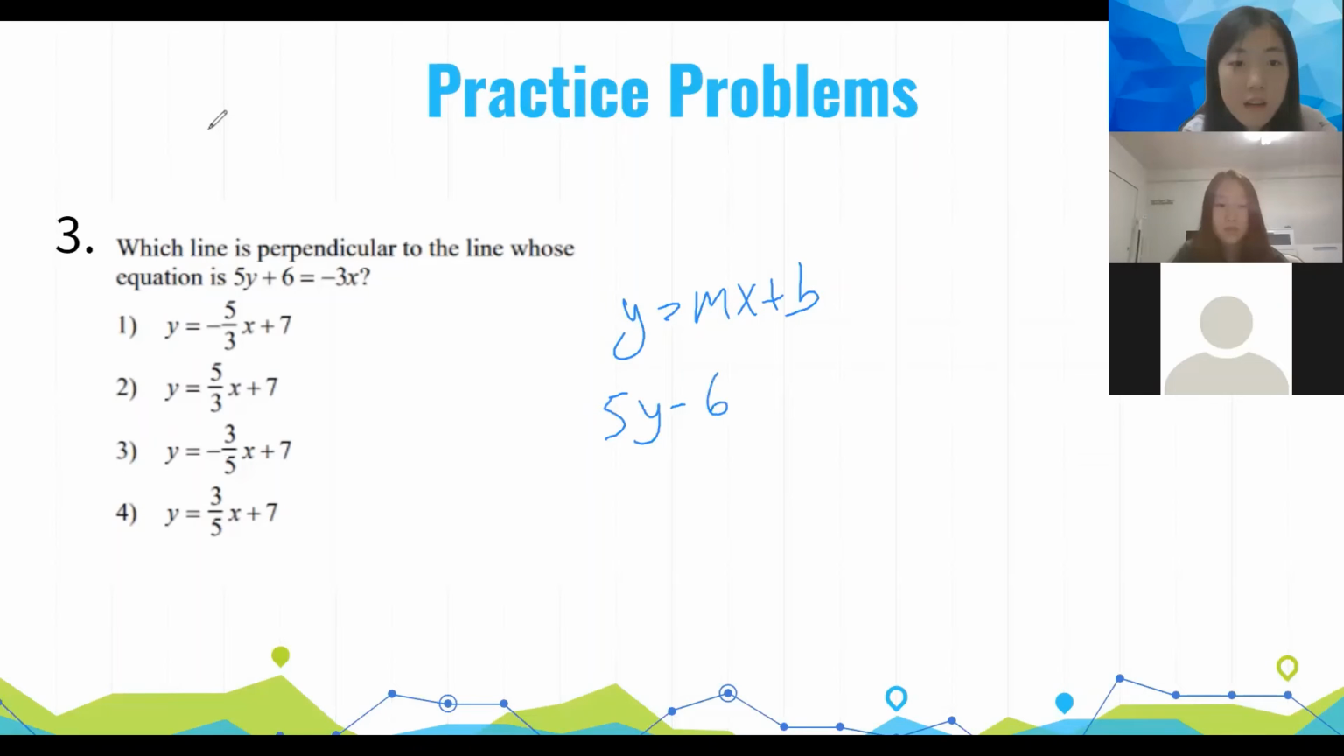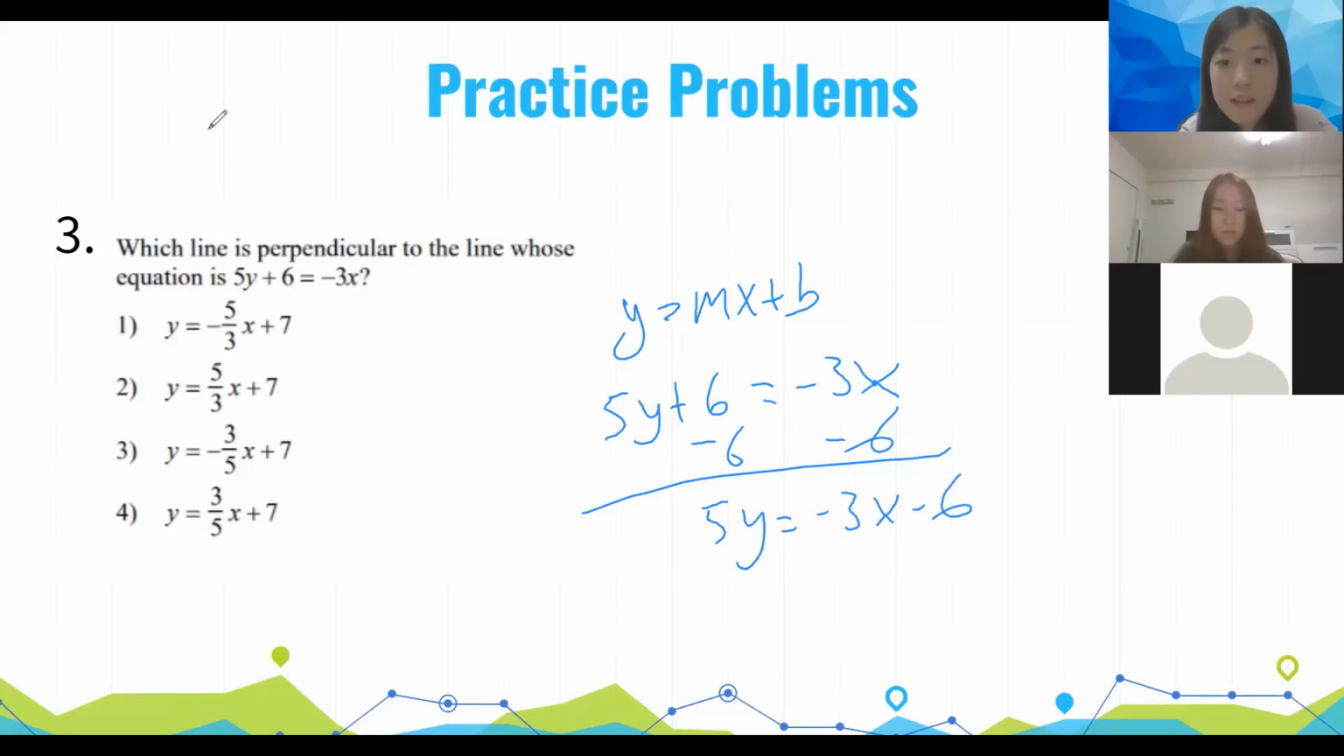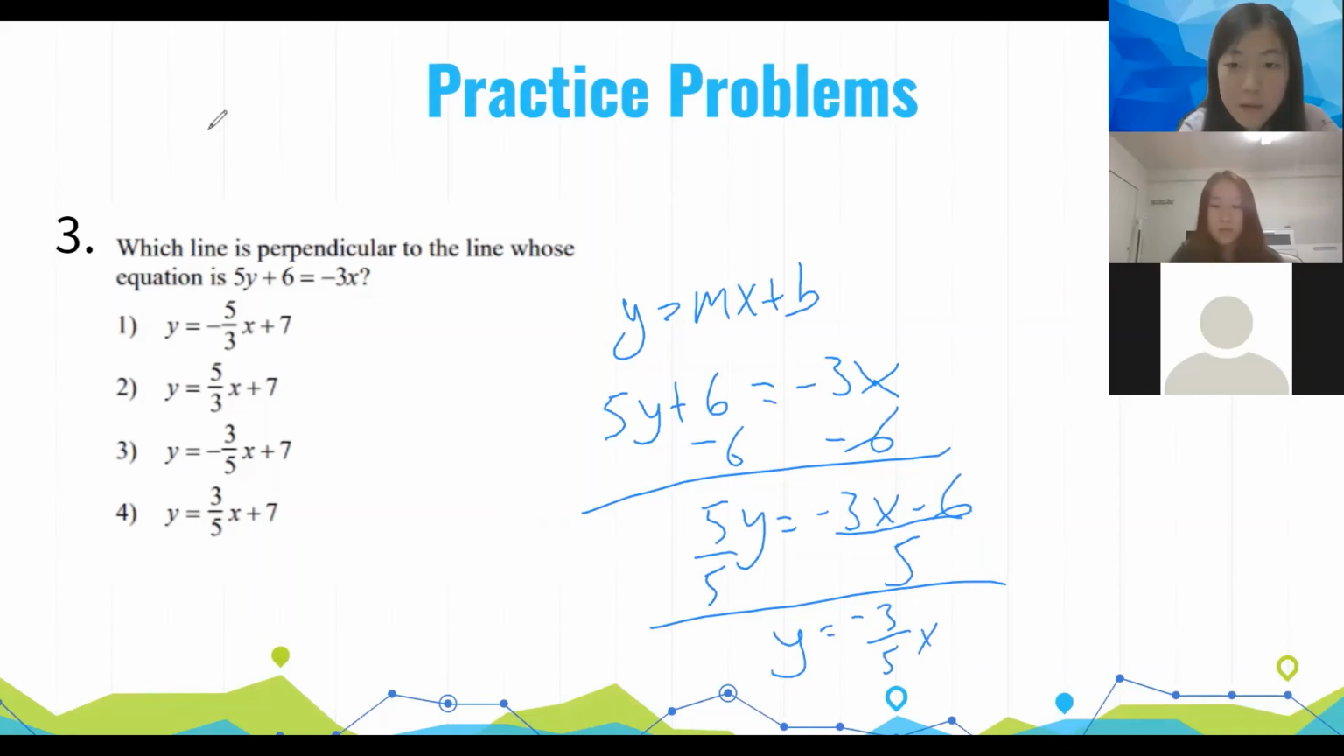Minus 6 on both sides. 5y equals negative 3x minus 6. Divide by 5. y equals negative 3/5x minus 6/5. So what's the slope of this equation? Negative 3/5. Yes. And we have to find the perpendicular line to this equation.